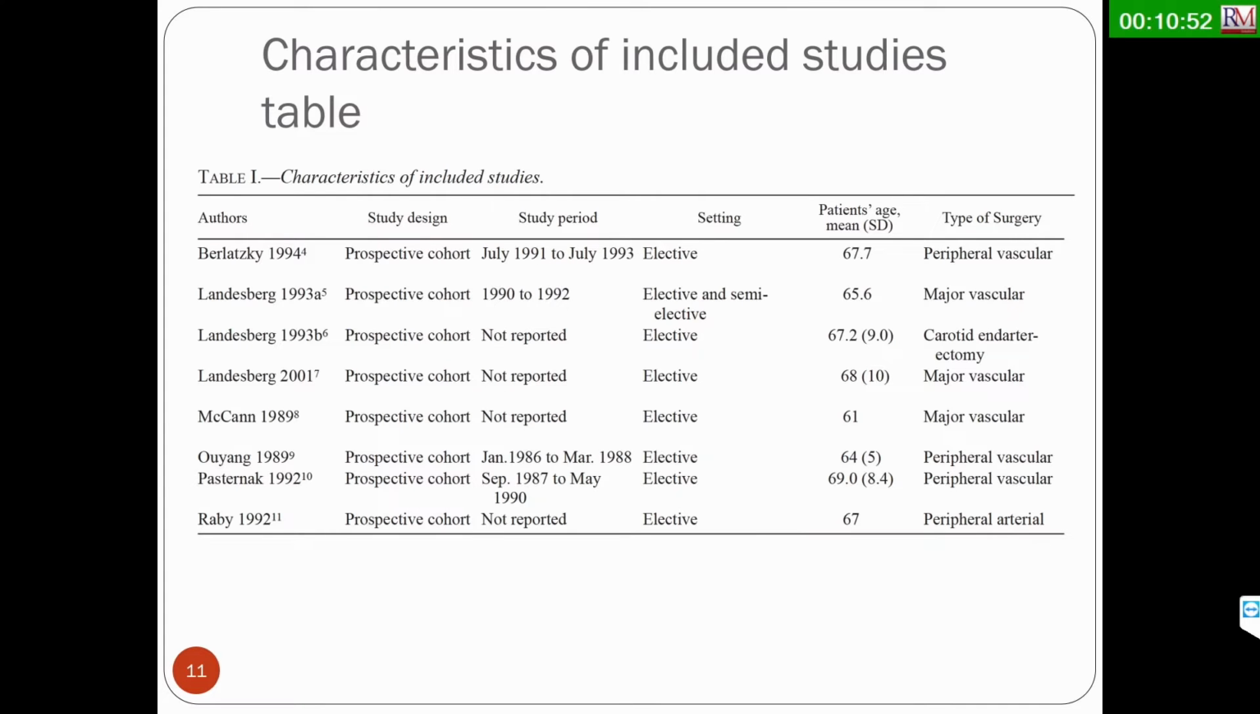The second thing you have to see is the characteristics of included studies. Usually you include some table summarizing the studies. Here, for example, the 8 studies, the design, cohort or retrospective, the type of surgery, and other things you think are important.